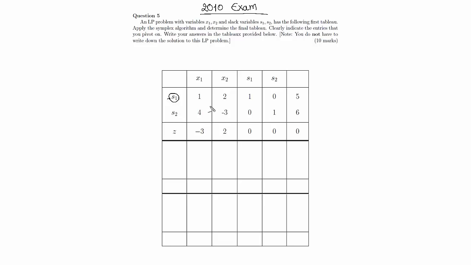Now, we start the simplex algorithm by finding the entry that we will pivot on. So we need to look at the biggest negative entry in the Z row. This is -3 for us. And then we need to look at the smallest positive ratio of the resource values over the coefficient of that column. So these are the resource values.